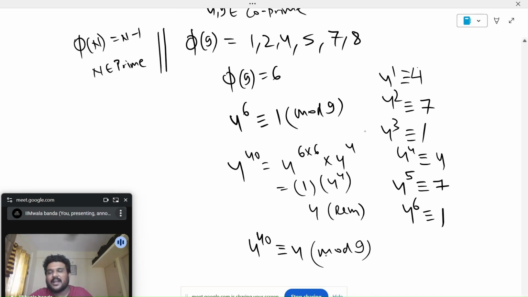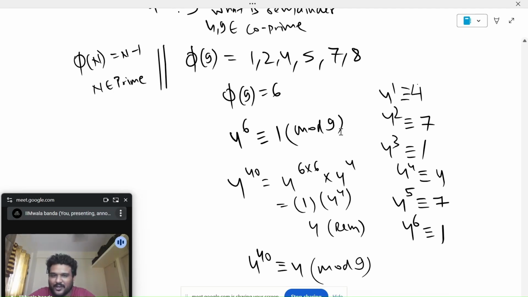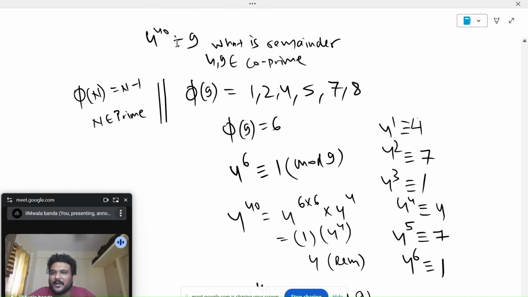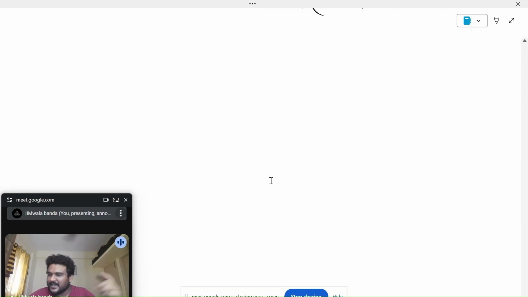All right. And if you don't want Euler and if you forget about Euler, you could have done it directly with cyclicity also. You saw that 4 to the power 40 divided by 9, 4 to the power 6 is 1. So you could have skipped this part and directly done cyclicity and used this. So every question can be done by Euler, can be done by cyclicity also.